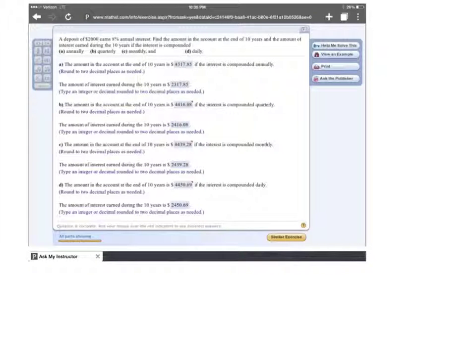Okay, let's go ahead and start looking at this problem by duplicating our work for this one to see that we can verify our solutions, and then see how the problem changes for quarterly and monthly, and then of course at the very end compounded daily. So to get started, let's first look at our formula.